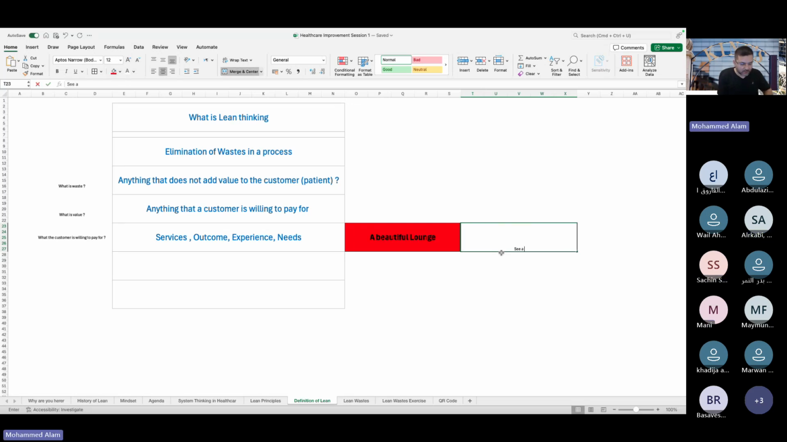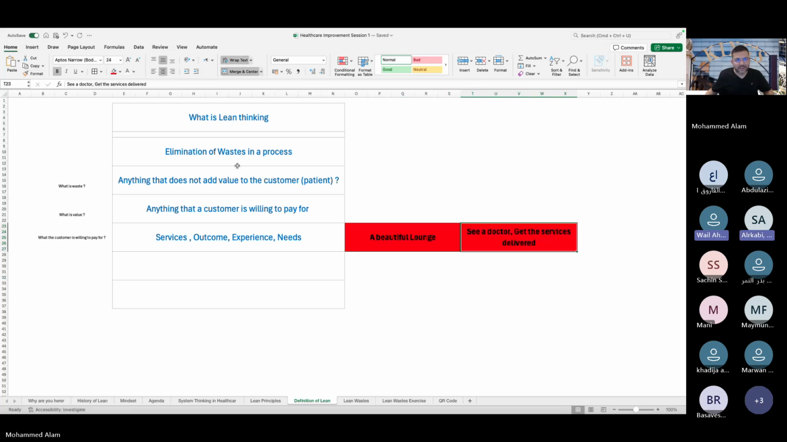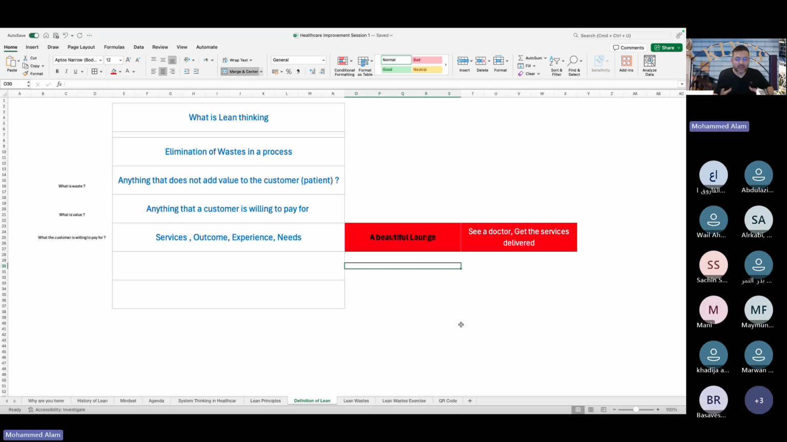Let's say to see a doctor, get the services delivered. Now, let's be honest, guys, unfortunately, people come for beautiful rooms and for doctors as well. Both of them. But I agree with you, they are not coming only for this, they come for both together. I get it, which is absolutely fine. This is how this lean thing helps.